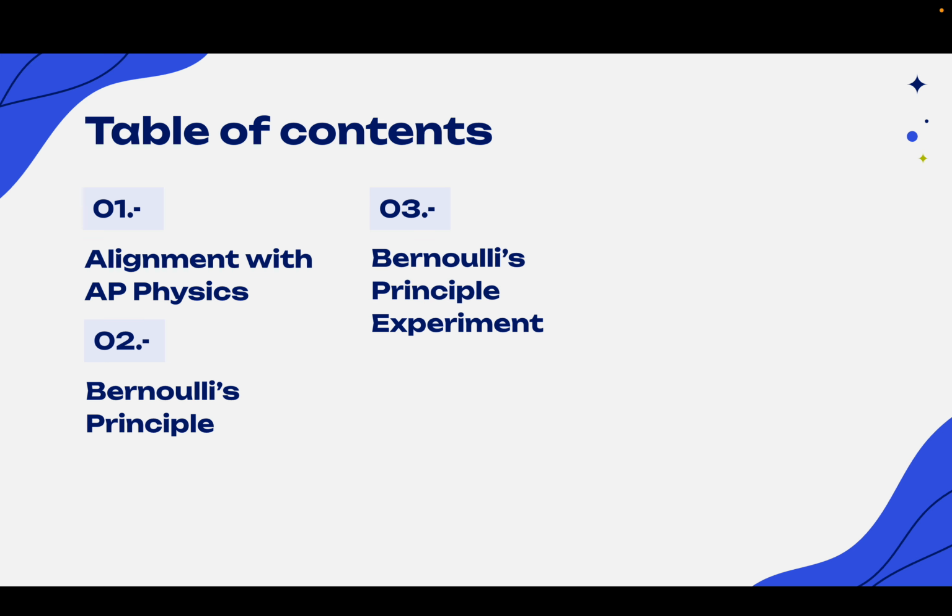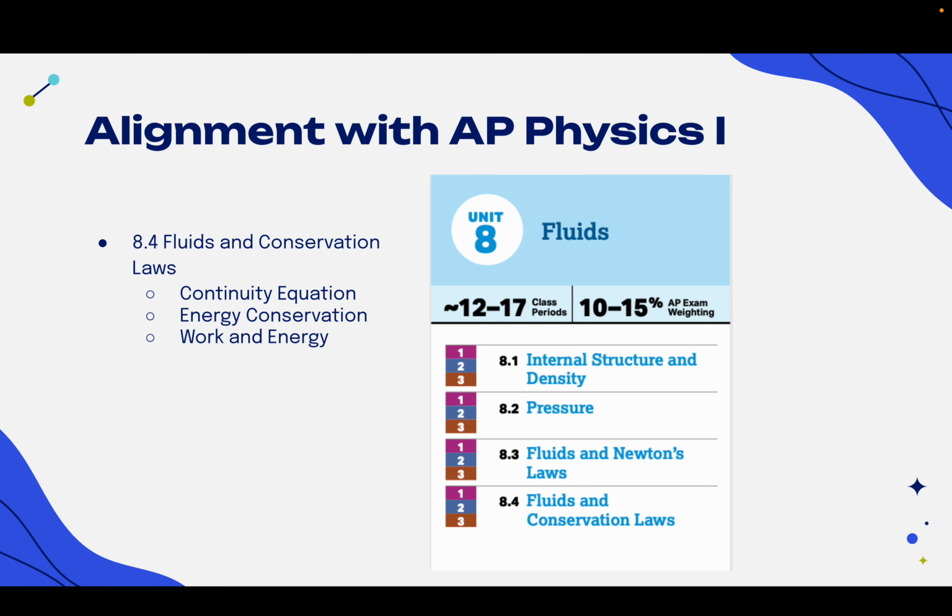So firstly, I'm going to talk about how this principle is aligned with the AP Physics framework, and then go on to talk about what Bernoulli's principle is, and then I'm going to talk about the experiment itself. Bernoulli's principle comes out in the very last topic of AP Physics 1, which is 8.4 Fluids and Conservation Laws. In this topic, the continuity equation, energy conservation, work and energy all come together to form the topic.